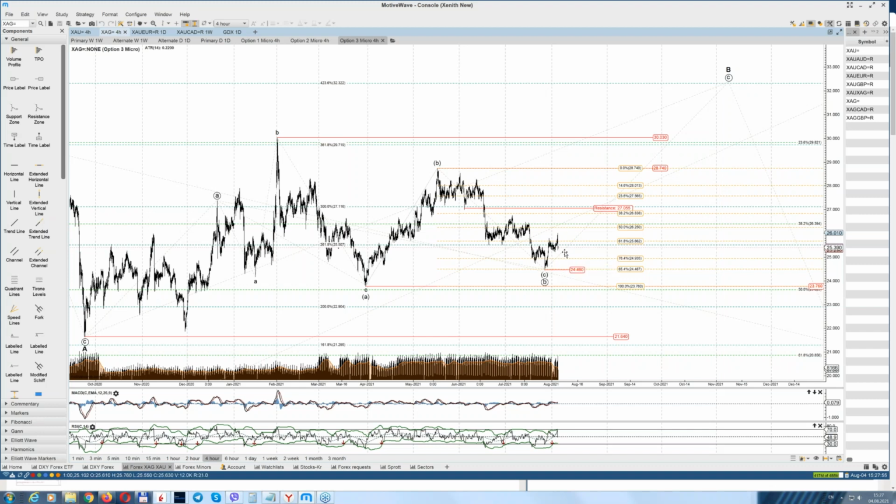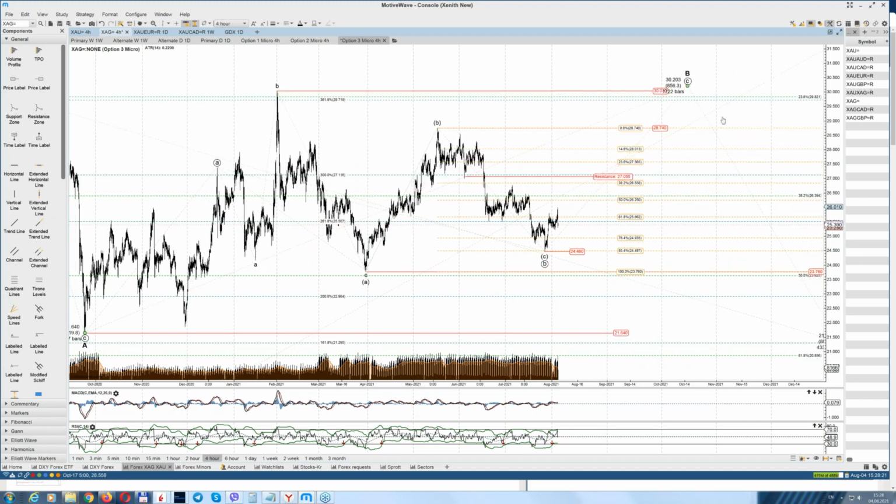I don't think I could provide you with high-probability targets right now, but I think that around the 29 area is a minimum target for this wave C. We have A, complex wave B, and wave C to the upside very well could reach the 29 and 30 region. 32 seems to be overly optimistic, therefore, so far I placed this mark lower.